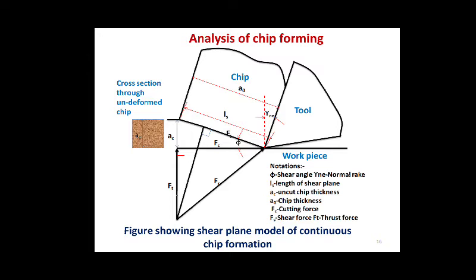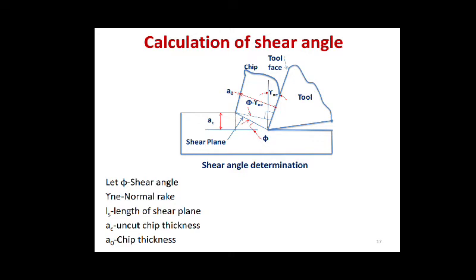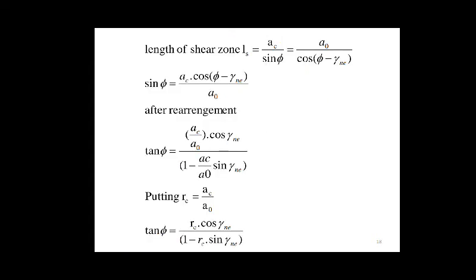Fc is cutting force, Fs is shear force, Ft is thrust force. So here you can see Fs the shear force, Fc the cutting force, which is horizontal, and Ft the thrust force. Okay, now we are going to see the calculation of shear angle. Here you can see phi is the shear angle. So let us calculate the shear angle.